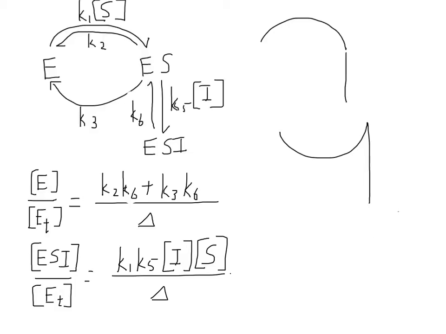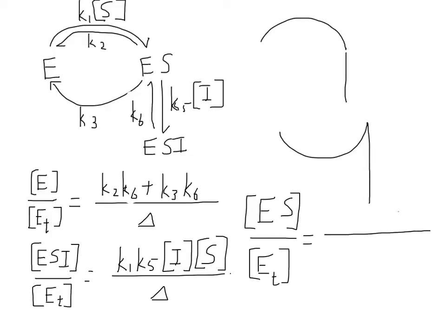Okay, our last distribution equation is ES over ET, and it's going to be something over delta, and remember delta is simply the sum of all the numerator terms. We want to think about how we can get to ES, and can we use both patterns.